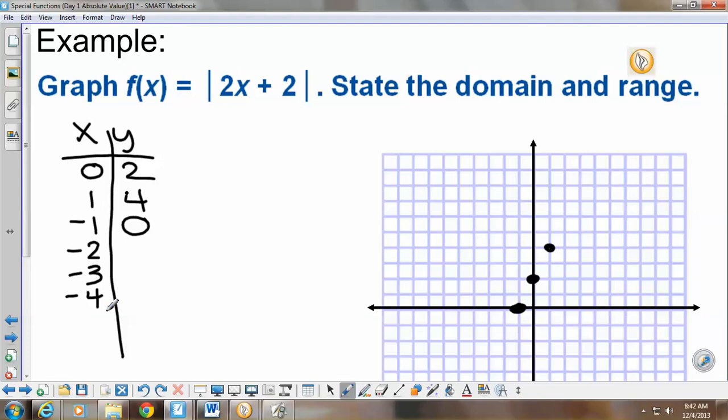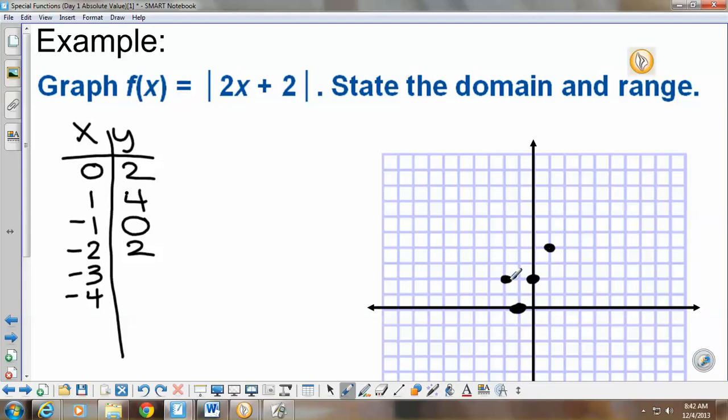So substitute -2 in. 2 times -2 is -4. -4 plus 2, -2. And the absolute value? +2. So we have -2, +2. So it looks like it's going to go straight back up already. Let's see if that holds true. Let's put the next 2 points in.